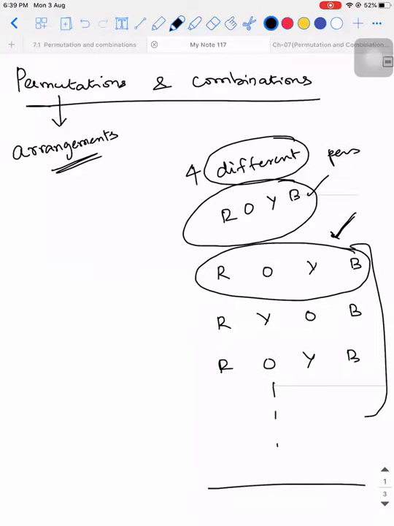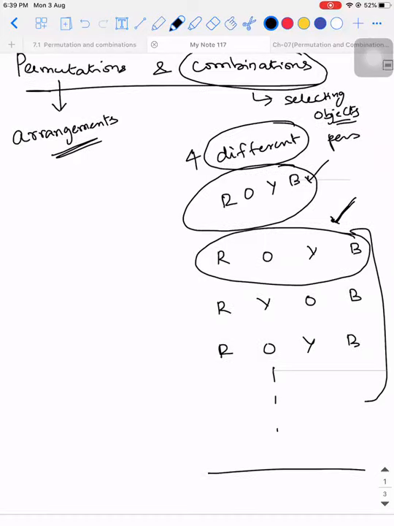Similarly, combination means the number of ways of selecting objects. For example, I give you 4 different pens. In how many ways can you select 2 pens? If I ask you to take any 2 pens, then what are all the different combinations that you can think of? You can select a red pen and an orange pen. You can select a red pen and a yellow pen. You can select a red and a blue pen. You can select a yellow and a blue pen, something like this, right? You can do any such combinations.